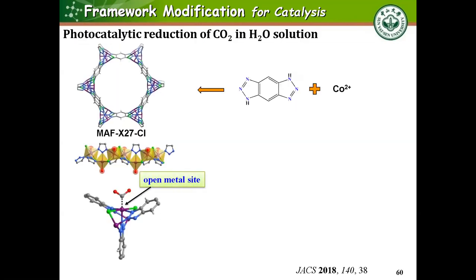As I mentioned previously, MAF-X27 has open metal sites after removal of water ligands. However, such a metal site cannot strongly bind a carbon dioxide. Therefore, the photocatalytic activity of carbon dioxide reduction is pretty low. As the framework of this MAF is very robust, we then try to improve the binding interaction through the modification of the framework in another way.